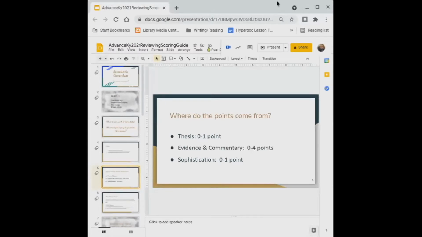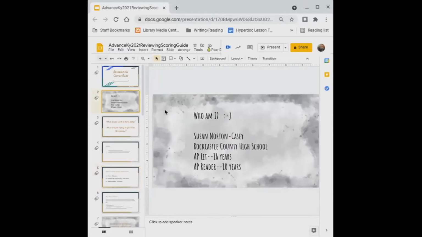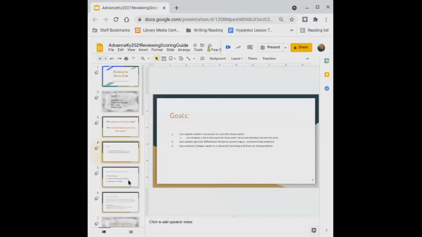So the thesis, of course, is the 0 to 1 point, and then the evidence and commentary are 0 to 4 points. And your sophistication point is 1 point. Most students struggle, I think, here in the evidence and the commentary, so we'll try to talk about that. And interrupt me at any point when you have questions.